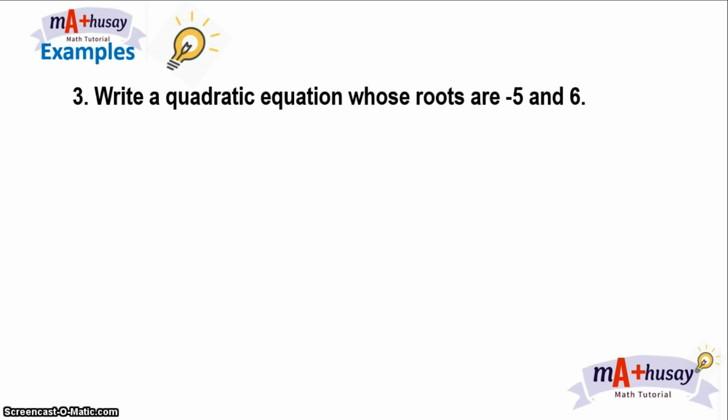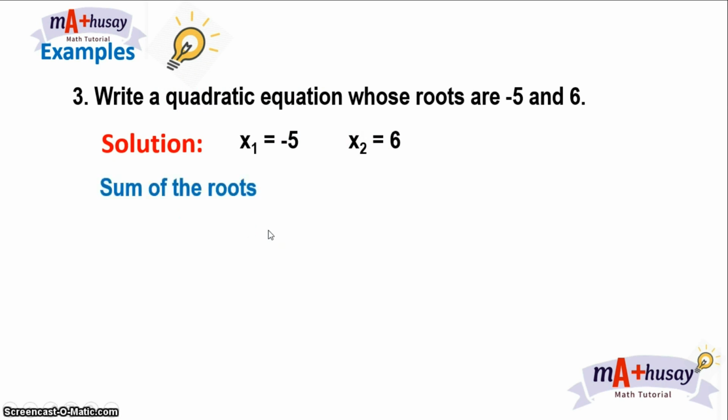Example number 3. Write a quadratic equation whose roots are -5 and 6. In this example, we know already the roots of the quadratic equation, which is -5 and +6. Now, we want to find the quadratic equation. But first, we have to find the sum and the product of the roots. So to find the sum of the roots, we only need to add -5 and +6. And that will give you +1. So that is the sum of the roots.